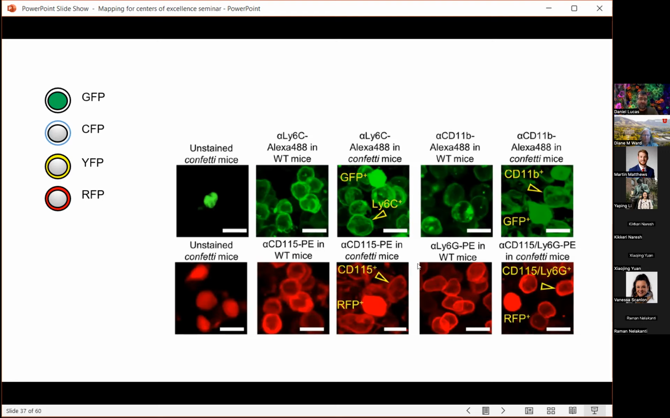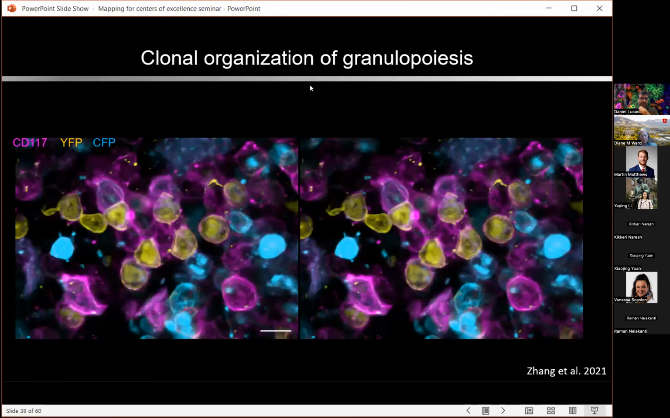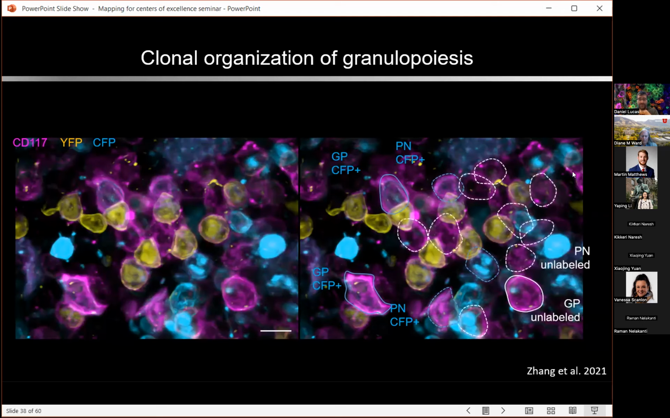So, for example, in this setting, we are using CD115 that is not expressed in granulocyte progenitors or any neutrophil lineage cell. So when we use this trick, we can visualize now a cluster of these cells where you are going to have granulocyte progenitors that are CFP positive, that are presumably giving rise to neutrophils that are also CFP positive. Another one that is unlabeled, that is clustering with unlabeled neutrophils, and also mature neutrophils without a corresponding granulocyte progenitor.